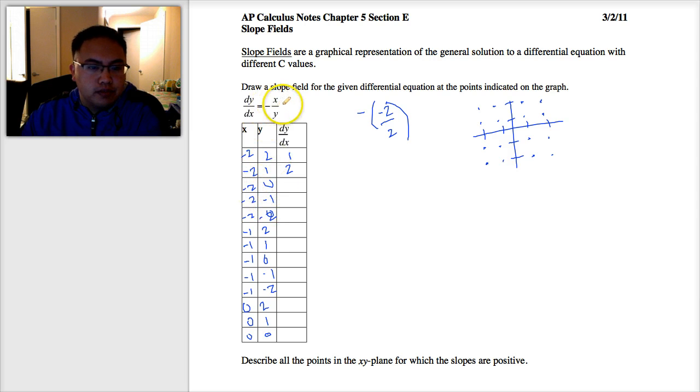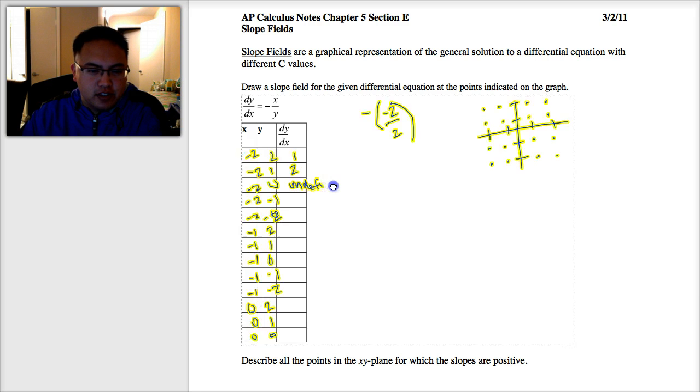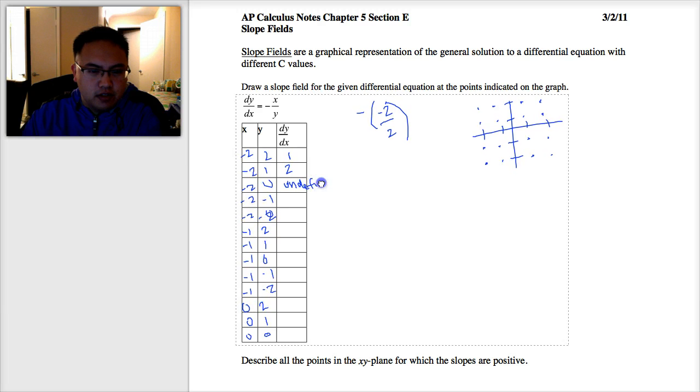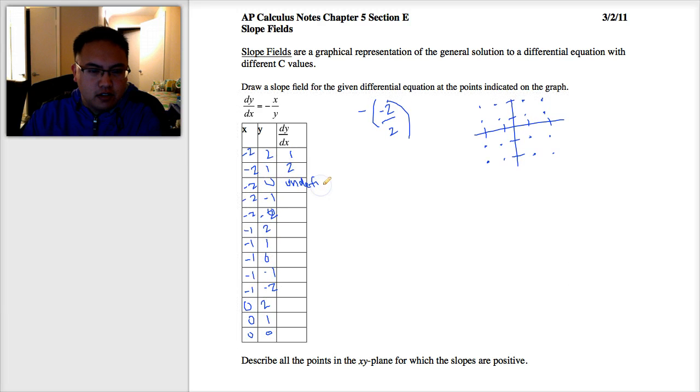Negative 2 over 0, you'll notice that if I divide by 0, that's undefined. I don't know how to write it in this. I'll just cheat. Undefined.